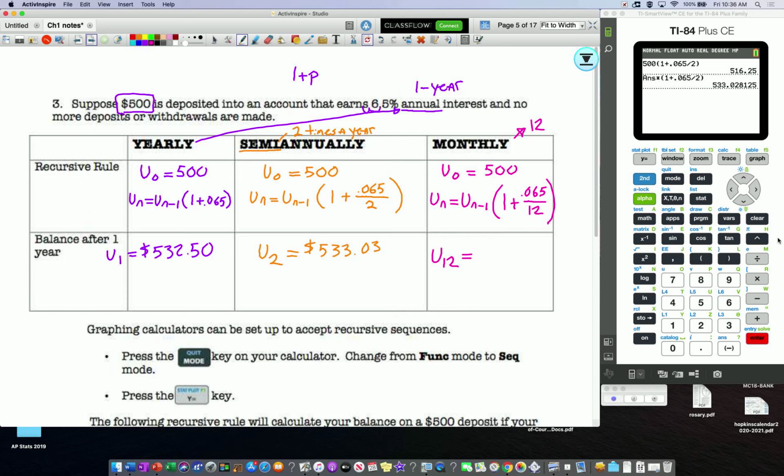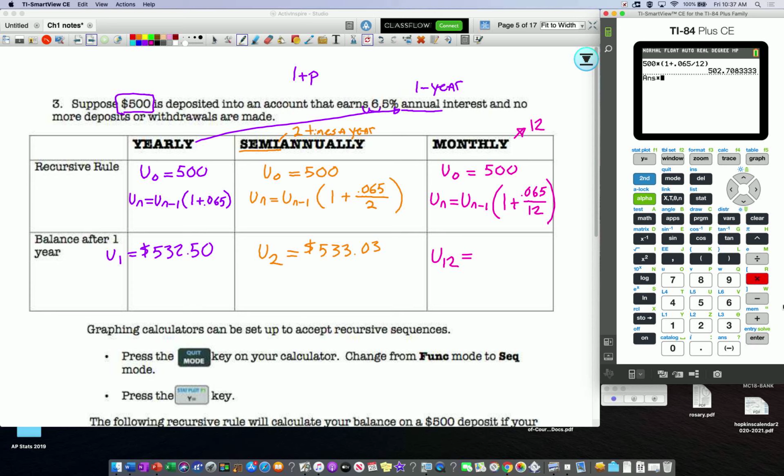So when I do this problem, wow, okay, you're going to see that it's going to take a little bit of work on this calculator. So 500 times, parentheses, 1 plus 0.065 divided by 12. Close my parentheses and I hit enter. So this is the balance, not after 1 year, not after 6 months, but after 1 month. So if I start at January 1st, this would be the balance on February 1st.